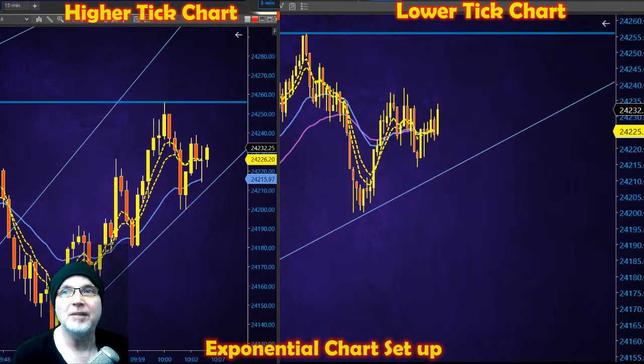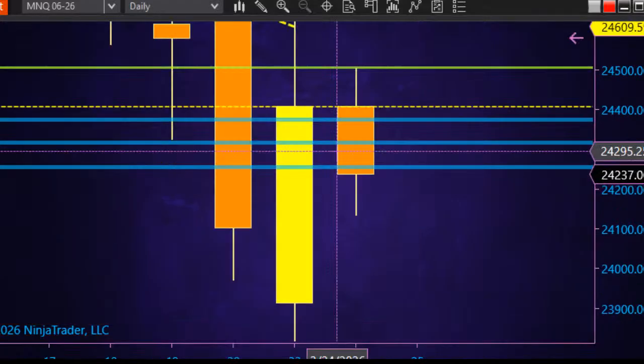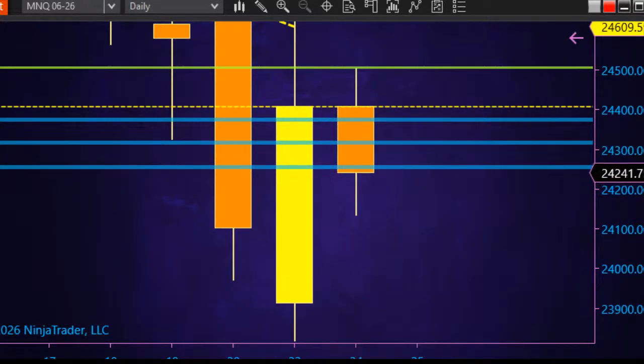We got the 15 minutes, still looking very bearish. Day chart is still red. Red day. And so there's no reason for me to try to go long at the moment. Don't want to give back the profits that we made pre-market. We uploaded a video about that.